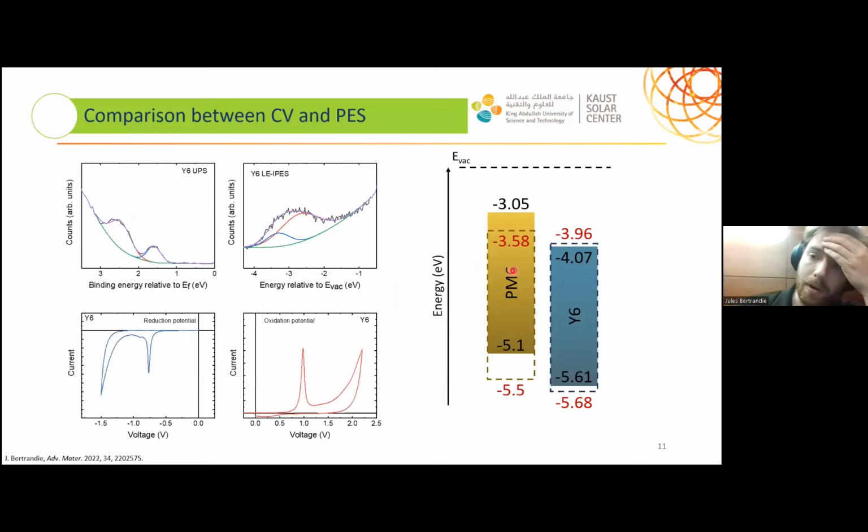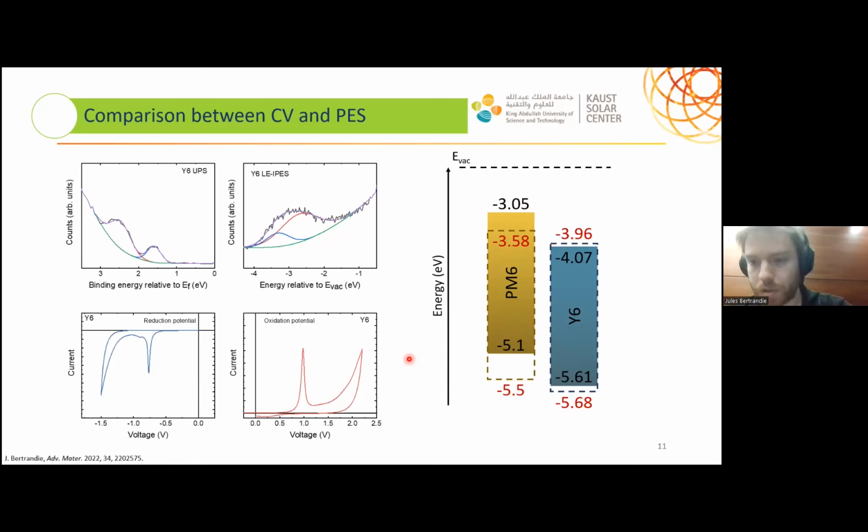So here you have the example of PM6 and Y6. Here the square dash is the measurement from CV in red, and in black and plain square, it's the photoelectron spectroscopy. And you can see that there are differences. We have big differences, mostly for the PM6. In the case of the Y6, it's still okay. But you can see that in the case of the CV we have a low offset for the IE, but in the case of the PES, we have a larger offset.